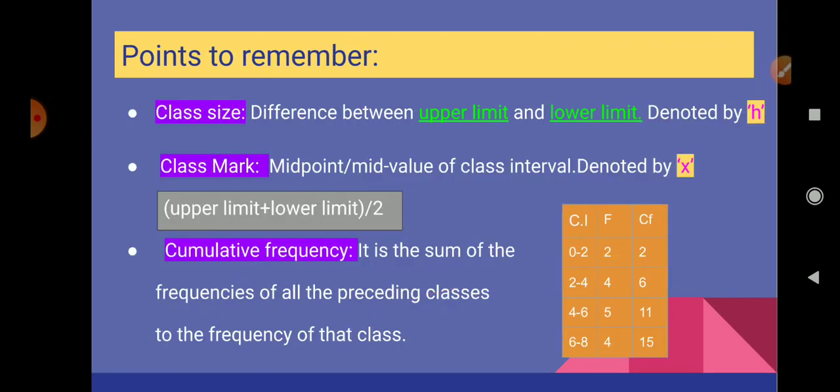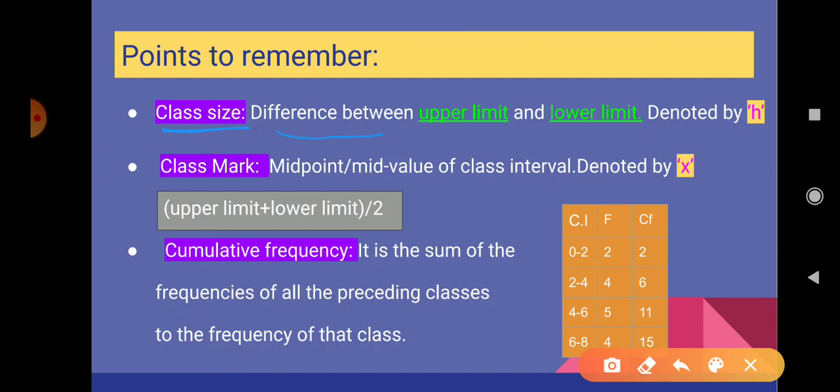Next, before starting the main important topic, first we have to remember some important points. There are 3 important points. Number 1, class size. Here we are talking about points related to the class interval. The first point is class size. What is class size? The difference between the upper limit and the lower limit.